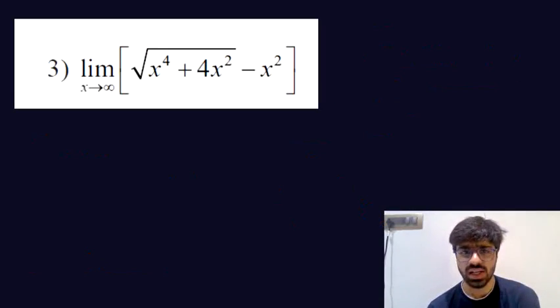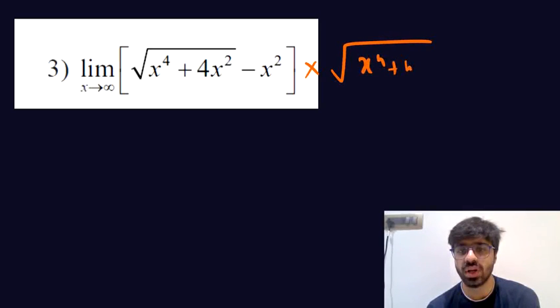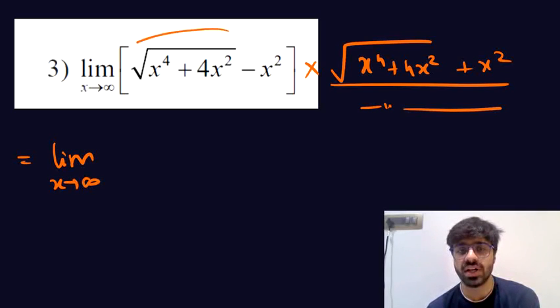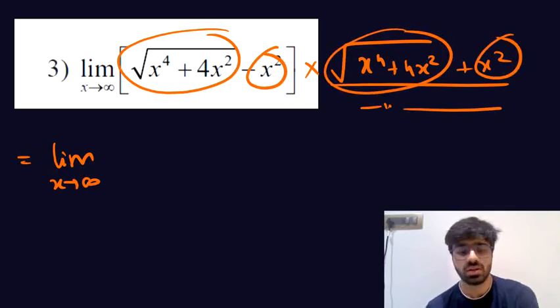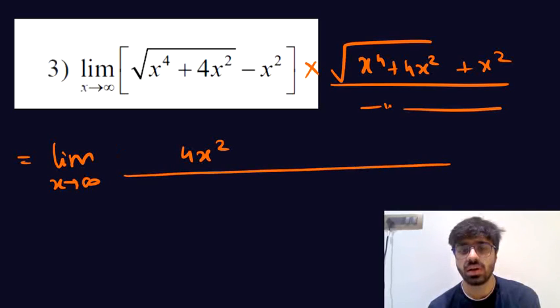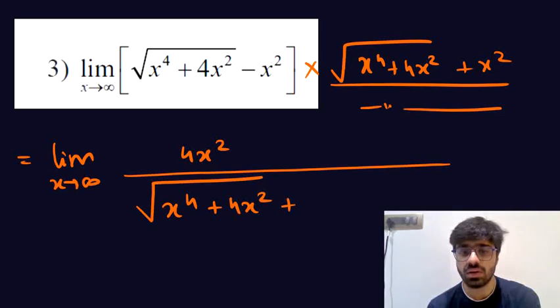Moving on with the third one, it's exactly the same, that is you need to rationalize by multiplying with x power 4 plus 4x square plus x square, and the denominator will contain the same term. So in the numerator it is limit of x tends to infinity. The numerator is a minus b into a plus b. So that becomes a square minus b square, which is x power 4 plus 4x square minus x power 4. X power 4 in the numerator gets cancelled. So you have 4x square. The whole thing divided by root over x power 4 plus 4x square plus x square.